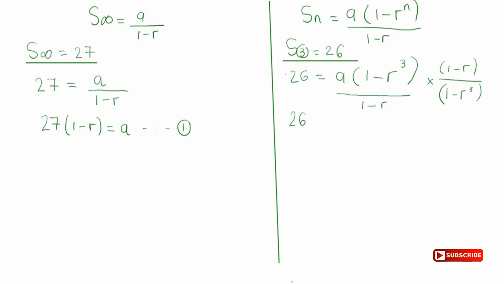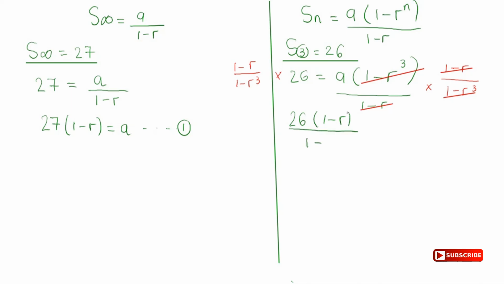So you're going to also multiply this side by 1 minus r all over 1 minus r to the power of 3. Okay. So if you multiply by that, we see that that will cancel on the side, right? And you'll be left with, okay, 26 multiplied by 1 minus r all over 1 minus r to the power of 3, and you're going to be left with the a on this side. And we are going to call this your equation 2, right?